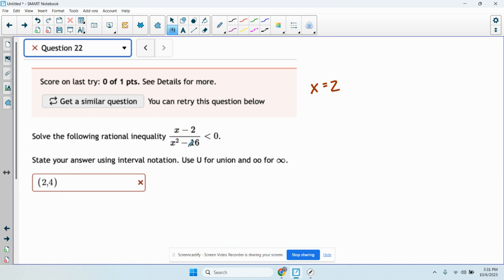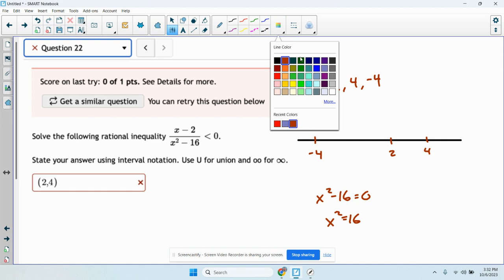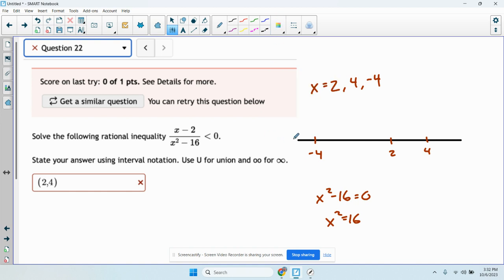And the values that make the bottom 0: I end up with x squared minus 16 equals 0. X squared equals 16. We get x equals positive 4 and x equals negative 4. So those are my three values. If I put them on a number line, negative 4, 2, and 4, I'm going to pick values between each of them, because all I care about is what the sign is. So let's pick a number out here.